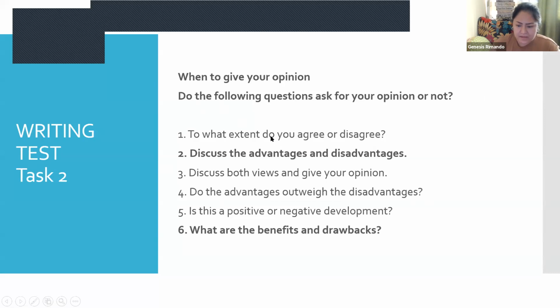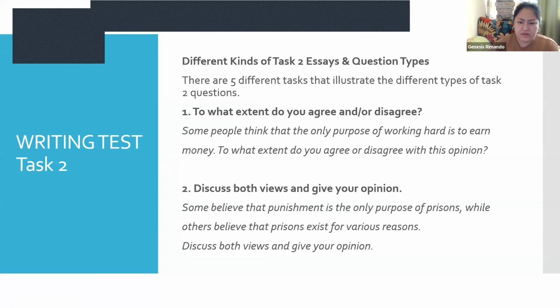For example, what's the question for number 1? Some people think that the only purpose of working hard is to earn money. To what extent do you agree or disagree with this opinion? Immediately state if you agree that the purpose of working hard is to earn money, and you give examples why you agree. Then again, you round it up and write your summary. I know it sounds easy when I explain it, but later we will go through them one by one again. We will dissect them.